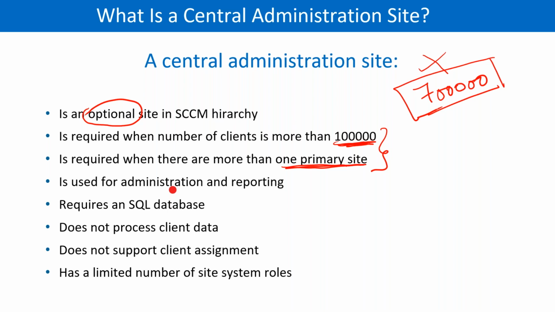So for now, you understand the first one, central administration site is an optional site. You need it only based on these two reasons: when you have more than 100,000 devices to manage and when you have more than one primary site. It is capable enough to handle 700,000 devices, and it needs a SQL Server database. This is the fourth point you need to make a note of. So first one optional, second one it supports 700,000 devices, third you need this when you have more than one primary site and 100,000 devices, and it needs a SQL Server to store the data in the database.